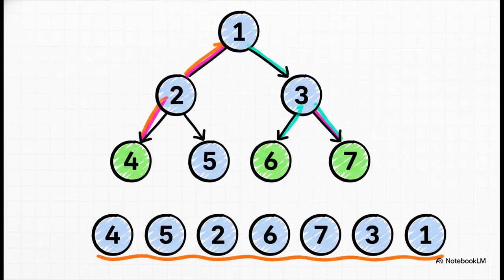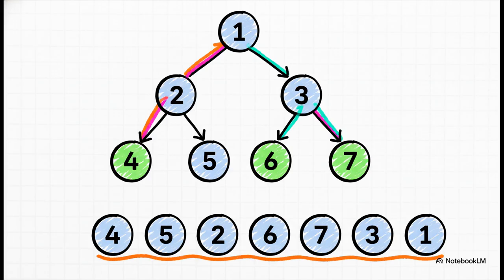Let's trace it. See this? We get 4 and 5, then their parent 2. We get 6 and 7, then their parent 3. Only after both of those big branches are done do we finally get to the main root, node 1. It's always the very last one to be visited in a post-order traversal.